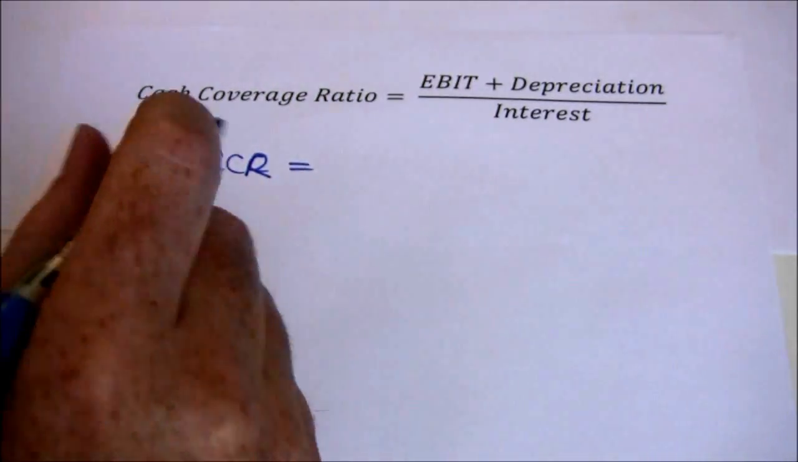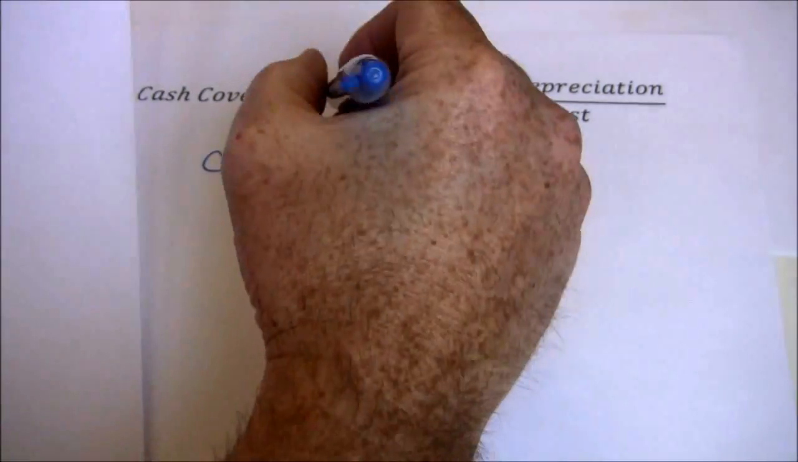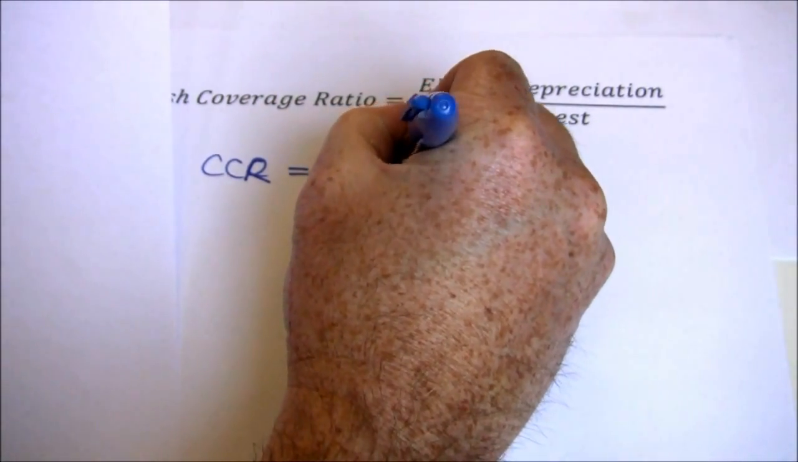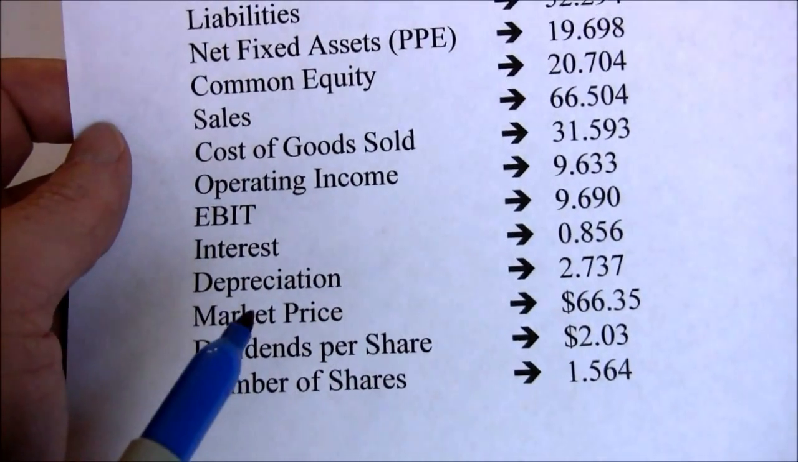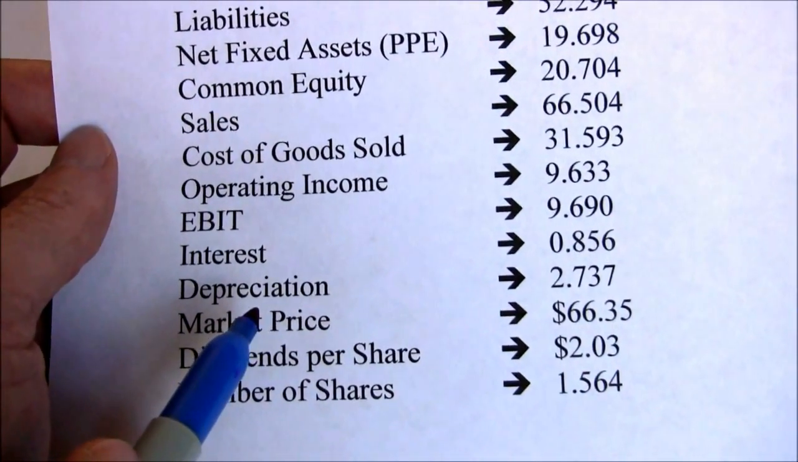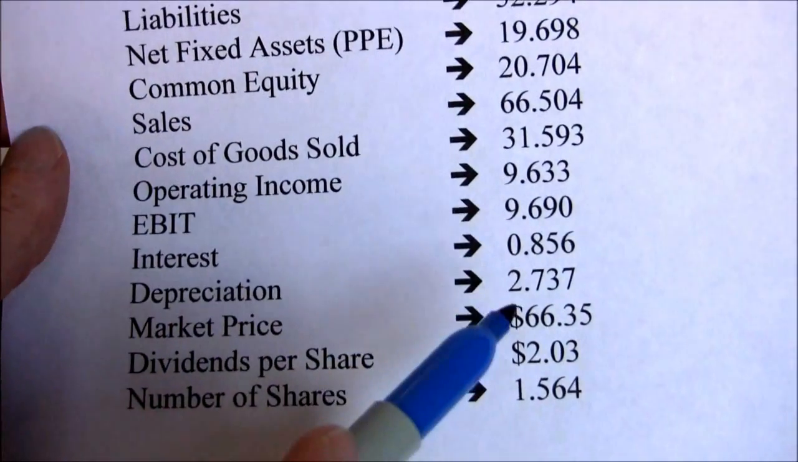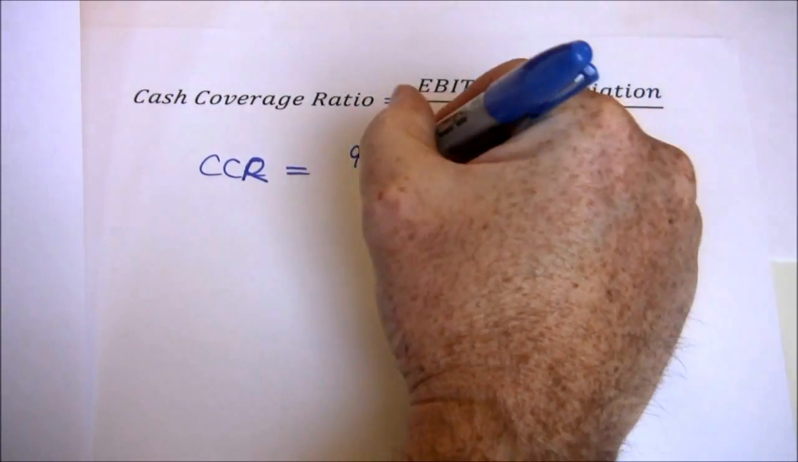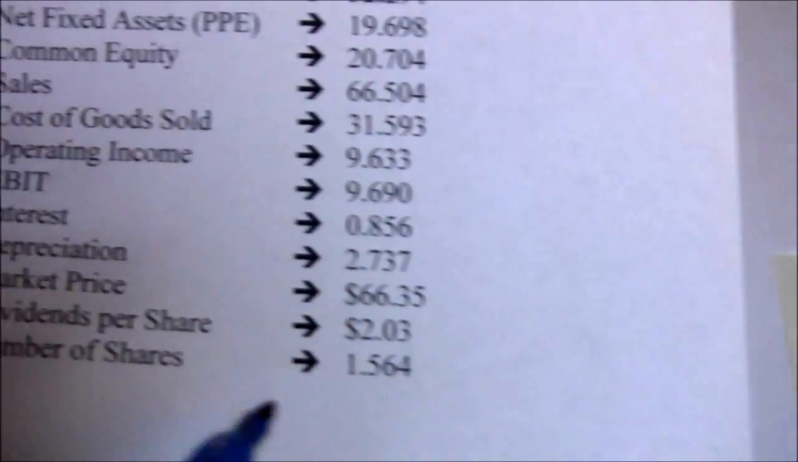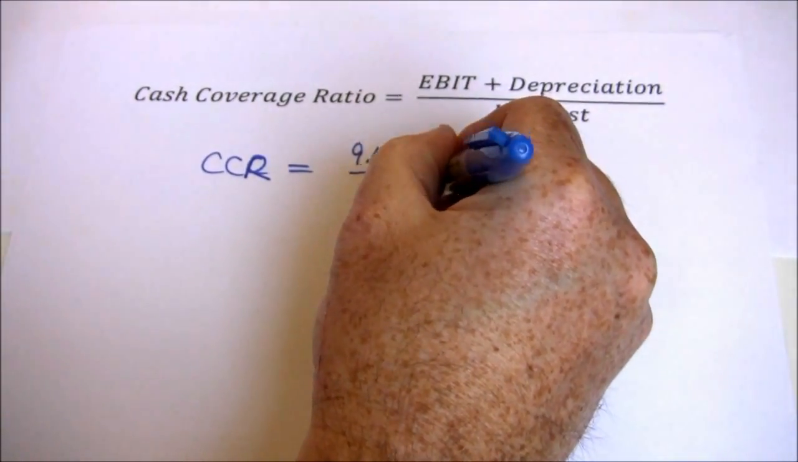Our EBIT, which we looked at earlier, 9.690 billion. Our depreciation, now this actually comes from the statement of cash flows. Sometimes you won't see that listed on the income statement. You might have to go to the statement of cash flows to get that depreciation. That's 2.737 billion. And our interest expense, as we talked about last time, was under a billion, 0.856 billion.